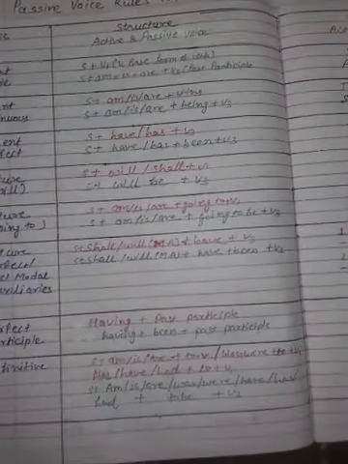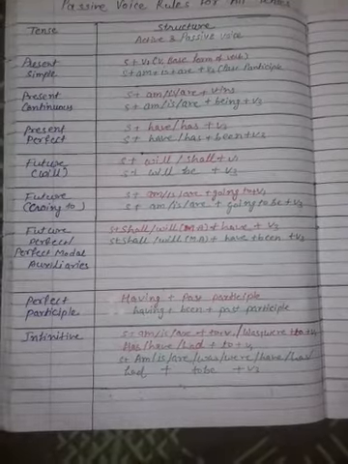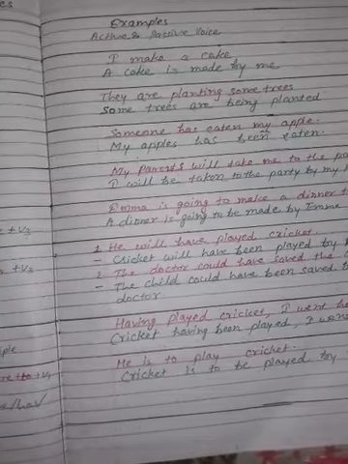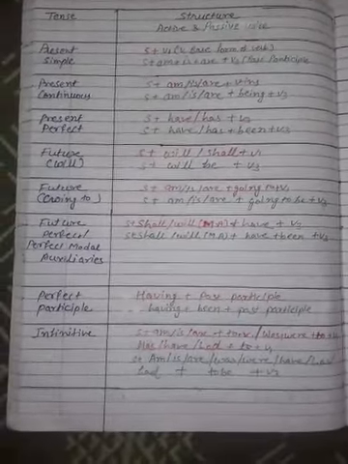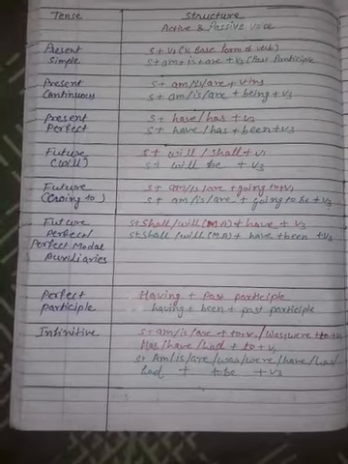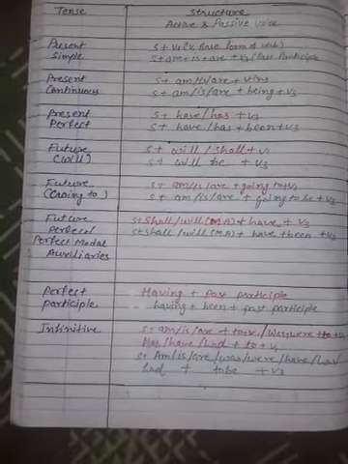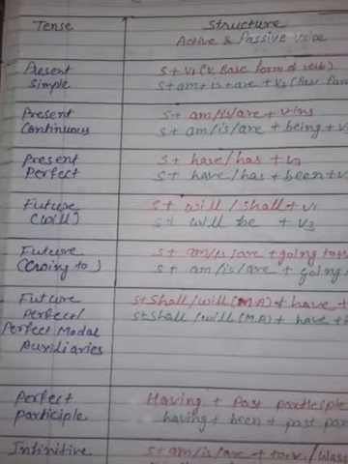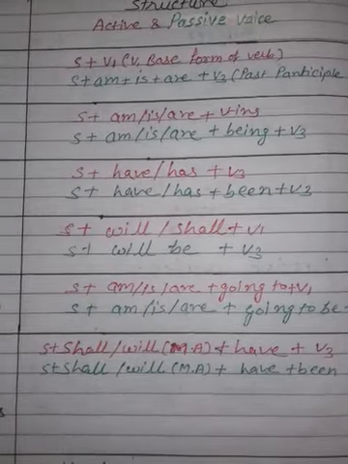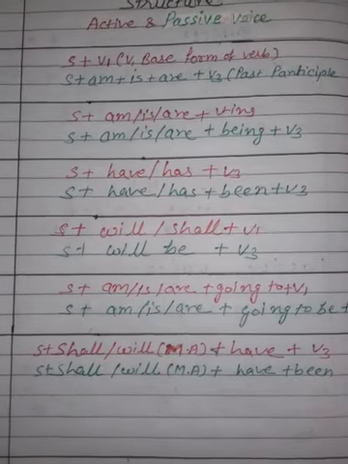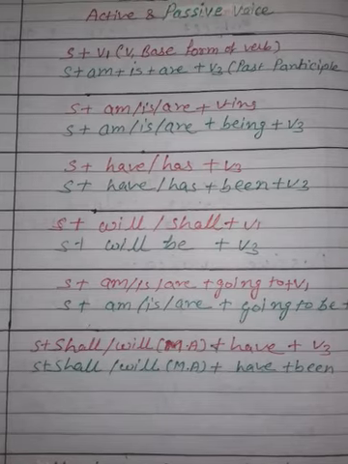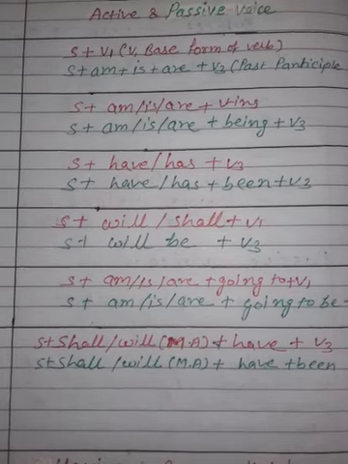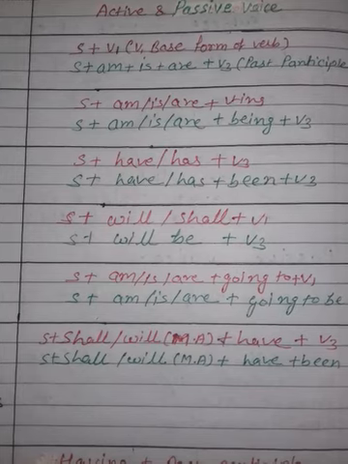So here you can see I have written all the sentence structures of all the tenses, how the tenses change into passive voice and what we add. You can see when we talk about simple present tense, we add the helping verb is, am, are, and as you know very well, subject becomes object and object becomes subject.